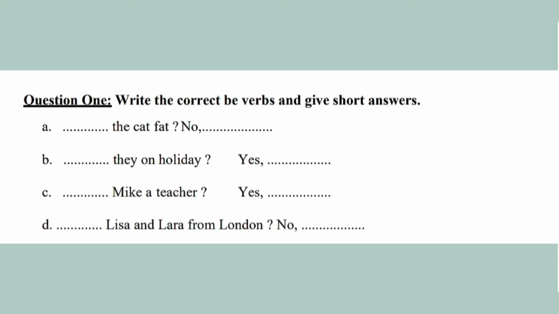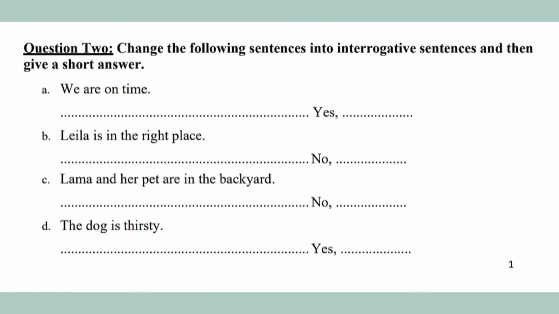And so on. Well, in exercise 2, you need to change the following sentences into interrogative sentences and then give a short answer. Let's take the first one. We are on time. The verb here is are, and it is a verb to be. And the rule says that we should invert the subject and the verb to be to make a yes or no question. So the question will be as the following. Are we on time? The answer, yes, we are.